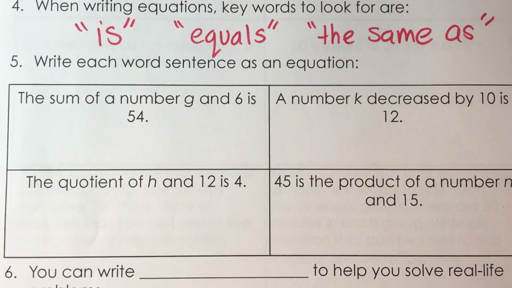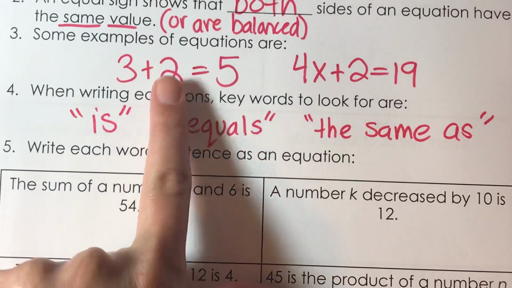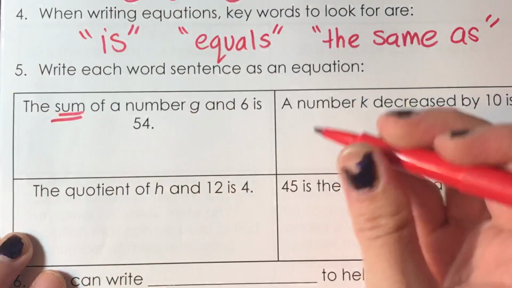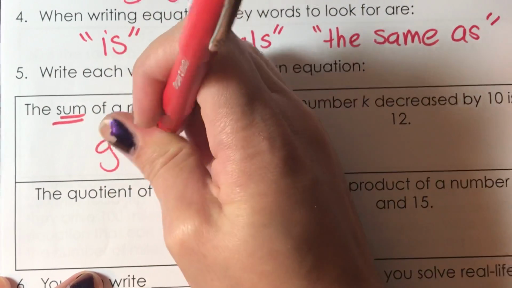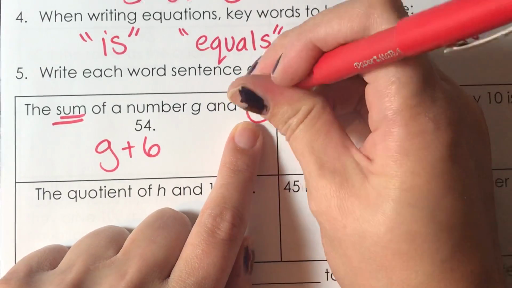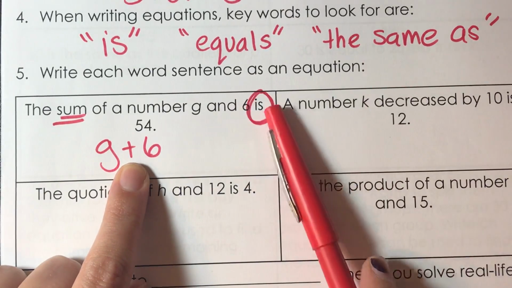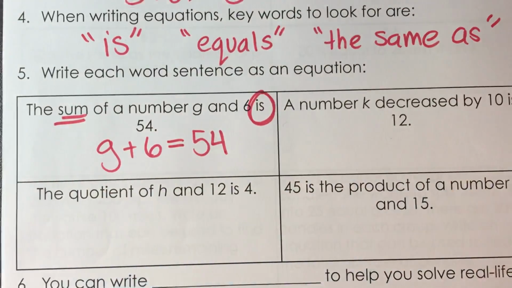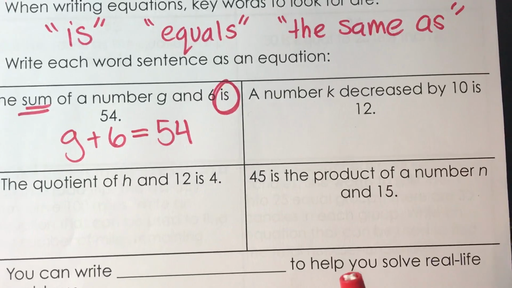So we're going to write each word sentence as an equation. They wrote it as a sentence. We're going to turn it into something that looks like this, a number sentence. So the sum of a number G and 6, well, I know sum of G and 6 looks like this, is 54. You're going to circle the word is. That's what we're looking for today. This used to be an expression, but now because it says is, I have it like this. That's all we're doing today. We are writing these equations. Let's look at the next one.